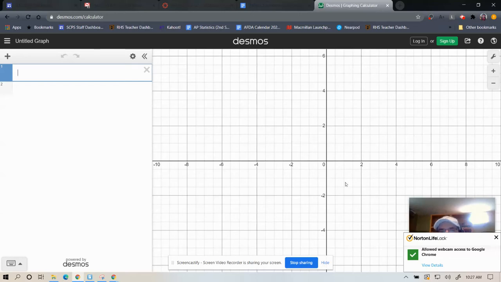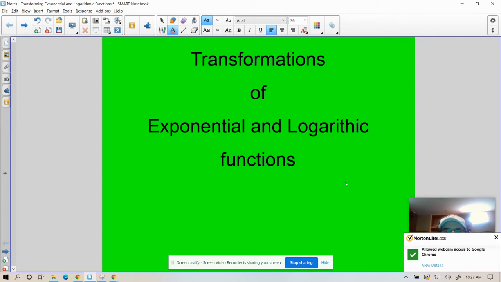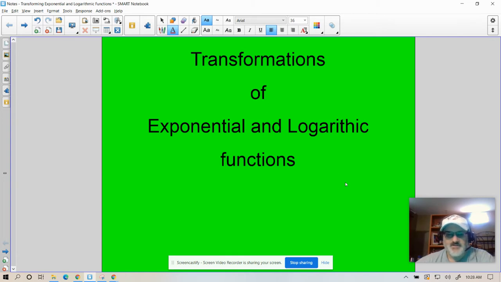Hello students, today we're talking about transformations of exponential and logarithmic functions. If you haven't already, I would highly suggest you go back and take a look at the video for transformations of functions because I'm going to be bringing that up to explain this.